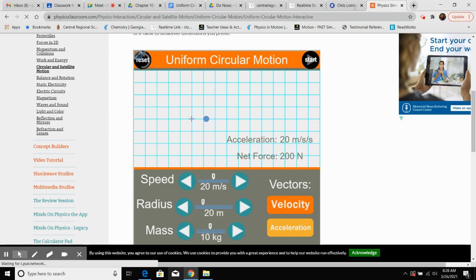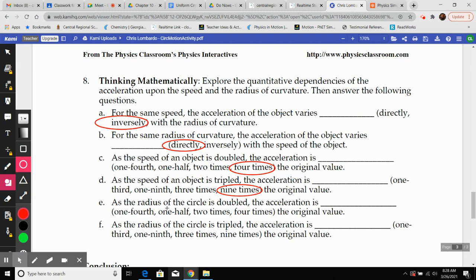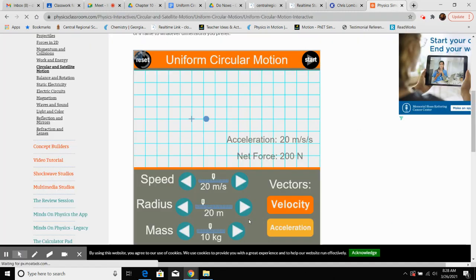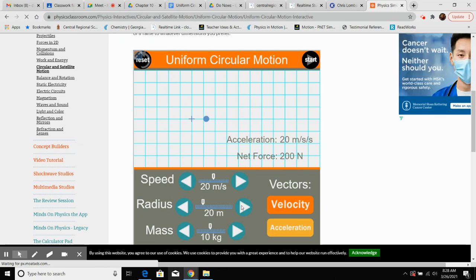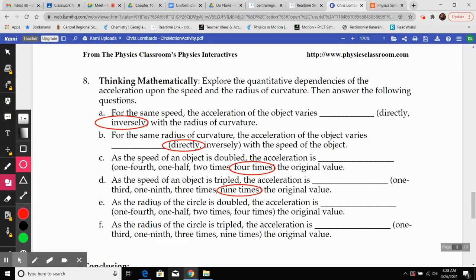It's at 20. Again, they wanted us to double the radius and then see what happens to the acceleration. Double of 20 is how much? 40. So at 20, we were at 20, and at 40, we're at 10. It went down by half. It got cut in half.